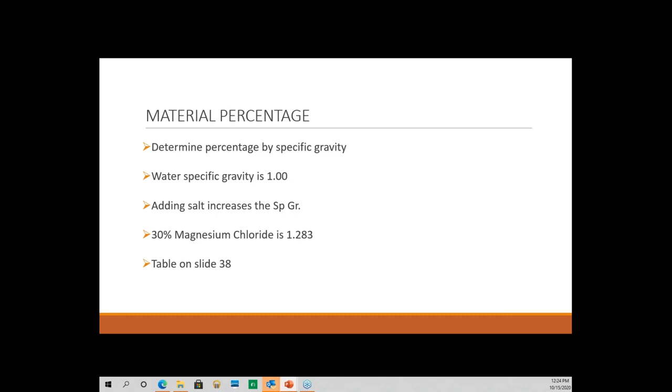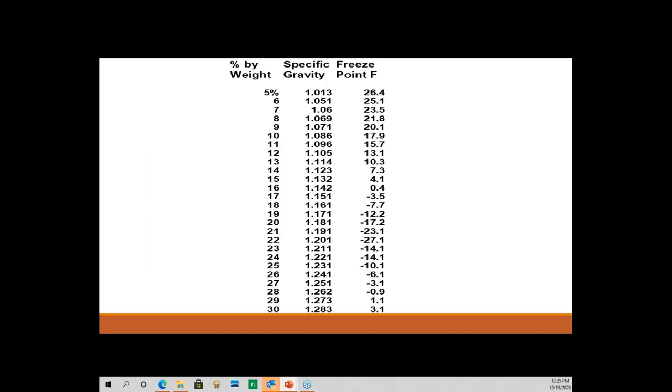So material percentages determine the percentage by specific gravity. And of course, water has a specific gravity of 1. A 30% concentration of magnesium chloride has a specific gravity of 1.283. I gave you that slide with the chart for magnesium chloride. Right here, this is magnesium chloride, so you can look at your specific gravity and see what your concentration is.